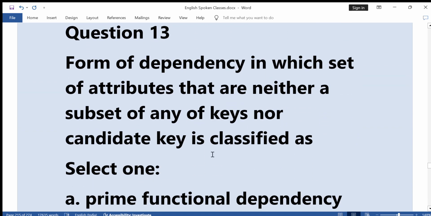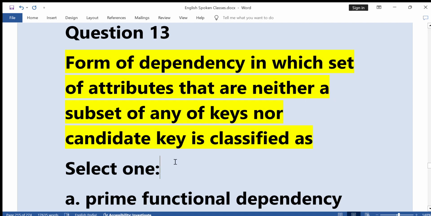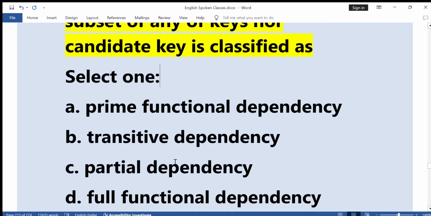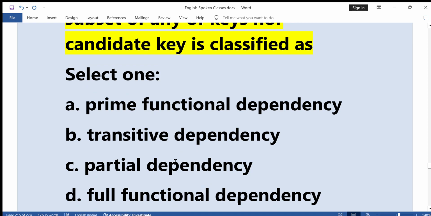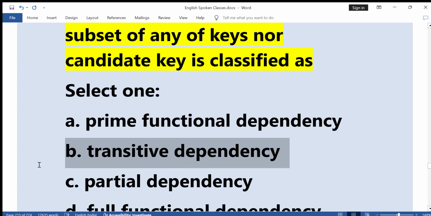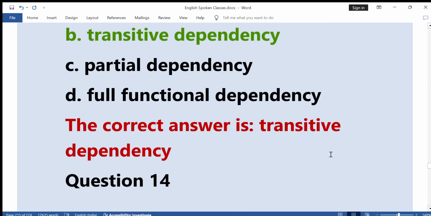Question number 13 is: the form of dependency in which a set of attributes that are neither a subset of any key nor a candidate key is classified as, select one. Option A, prime functional dependency. Option B, transitive dependency. Option C, partial dependency. Option D, full functional dependency. Answer will be option B, transitive dependency.